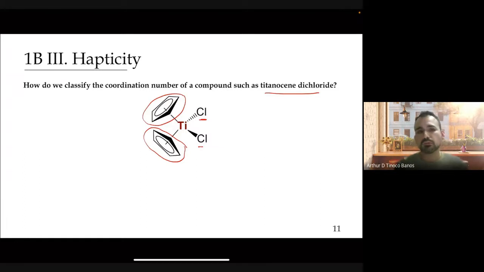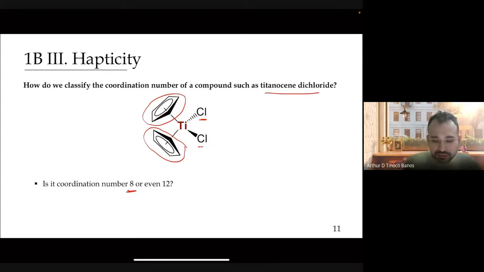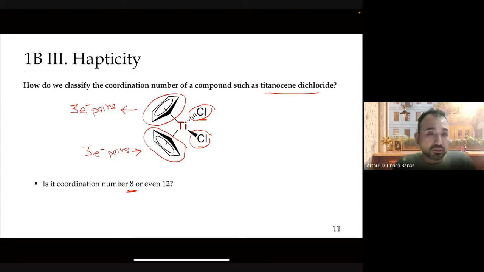All right, but then how do we describe those in terms of a coordination number? Well, is this a coordination number 8 or even a coordination number 12? Well, where are we getting these numbers from? If we were referring to a coordination number 8, that's because we're thinking about this in terms of 3 electron pairs per each ring. And then you have the 1 electron pair from each of the chloro groups that are interacting with the metal center. So then you would have a total of 8 electron pairs. So that's where that potential coordination number is coming from.